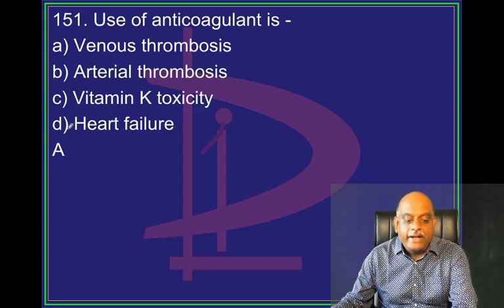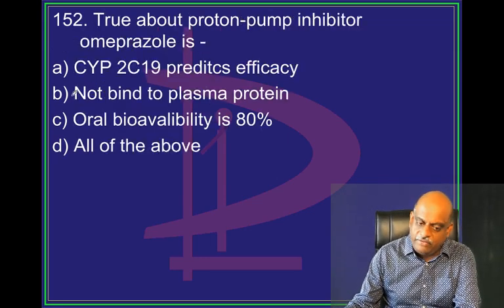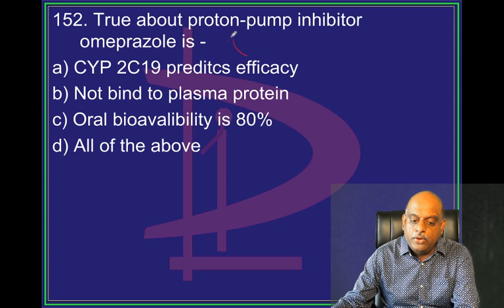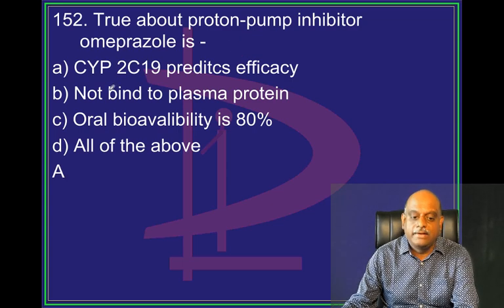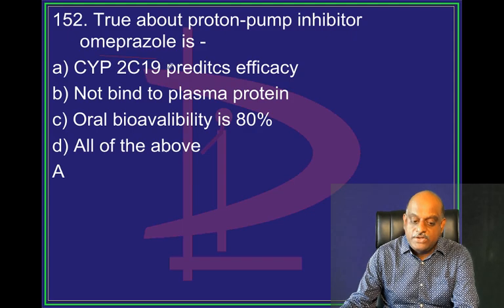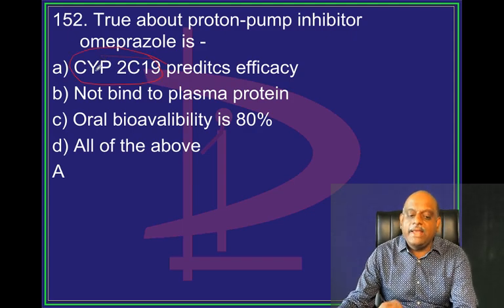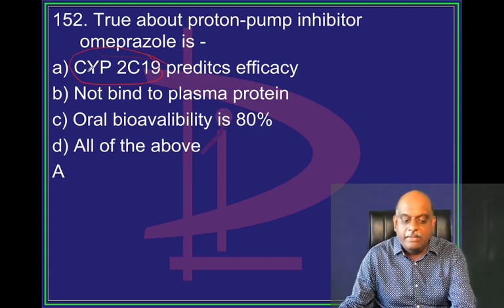Now, use of anticoagulant is done in venous thrombosis. Proton pump inhibitor, omeprazole, CYP2C19 is associated with the metabolism of it.